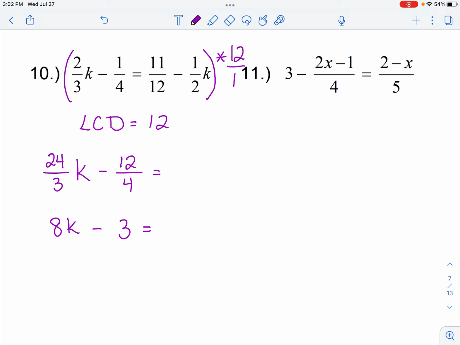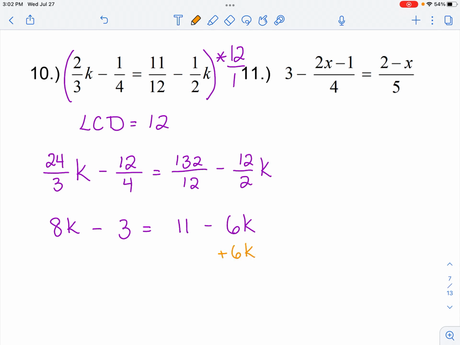11 over 12. So 11 times 12 is 132. But then divided by 12, we get back down to the 11. And then 1/2 of 12, 12 over 2, is really just 6. Okay. And now I have a much simpler equation to solve.